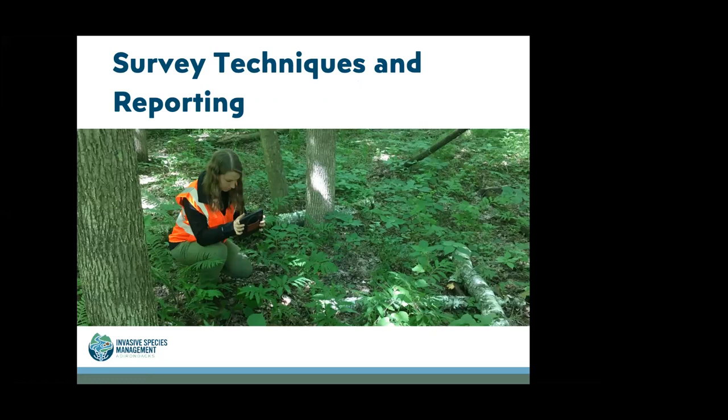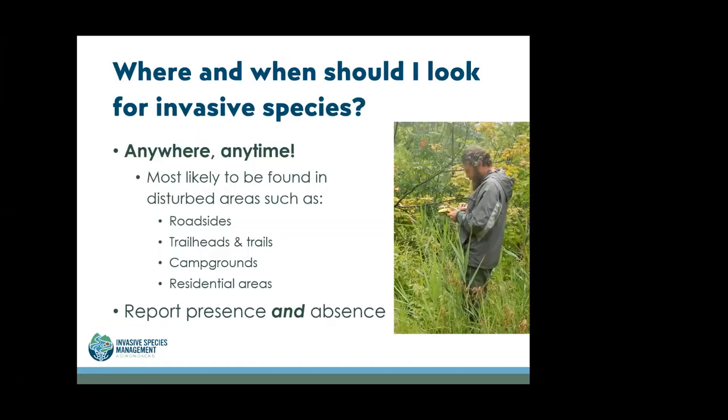So where and when should we look for these invasive species that we just learned about? We learned about 10 different species, and the answer is pretty simple. It's anytime and anywhere. Invasive species are most likely to be found in disturbed areas, so roadsides, trailheads, campgrounds, residential areas. As you're out recreating, social distancing this summer, keep your eyes out for invasive species in some of these areas and report what you find or what you don't find. Presence and absence data is important to us to help inform the invasive species survey and management efforts that our staff and contractors do on the ground.